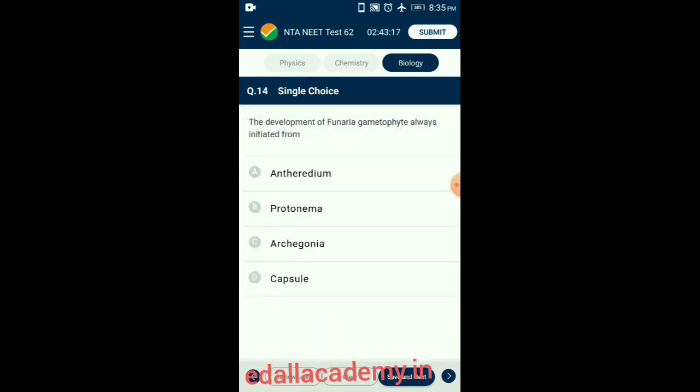Question number 14. The development of Funaria gametophyte is always initiated from spore. Bryophyta includes the simplest and primitive land plants, characterized by the presence of independent gametophyte and parasitic sporophyte. Spore is the first cell of gametophytic generation, and in Funaria the spore germinates to form protonema. So the answer is option B, protonema.